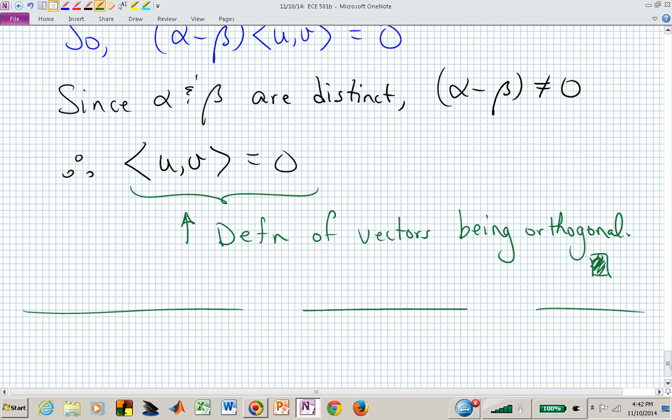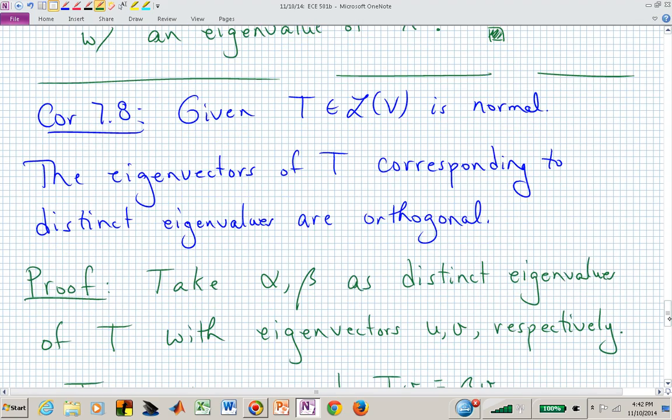What did we just conclude or show? We showed that if we start with a normal operator, if we have distinct eigenvalues of that normal operator, then the eigenvectors associated with those distinct eigenvalues are orthogonal to each other. And that gives us quite a bit of power if we now think about how to start adding up pieces or parts, especially when we get into infinite dimensions.